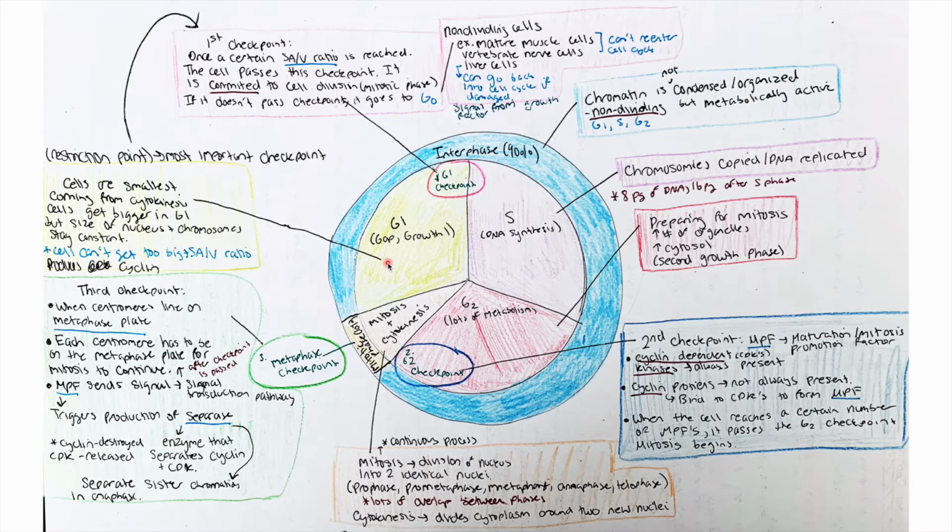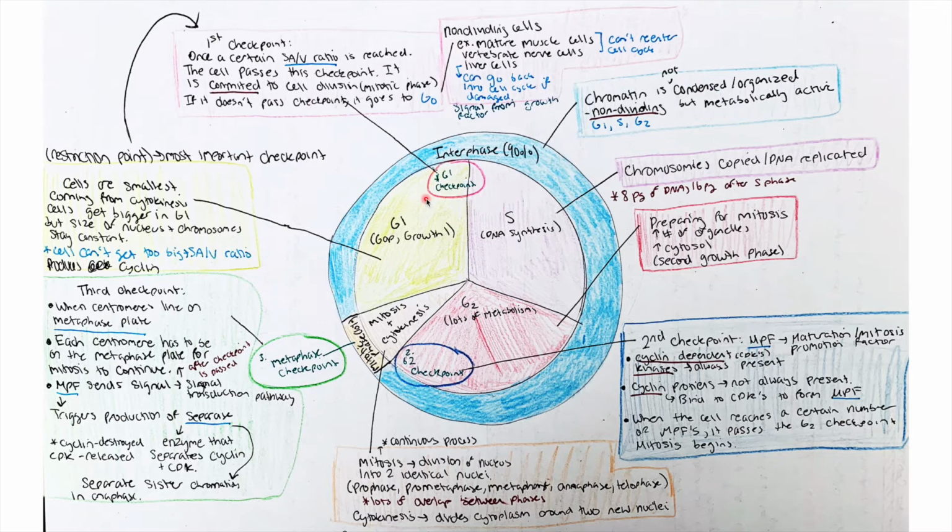In G1, the cells are the smallest because they are coming from the mitotic phase. Cells grow in size in G1, but the size of the nucleus and chromosomes remain the same. Keep in mind that cells cannot grow too large because they need to maintain a large surface area to volume ratio. The protein cyclin is also produced in this stage and has an important role in G2.